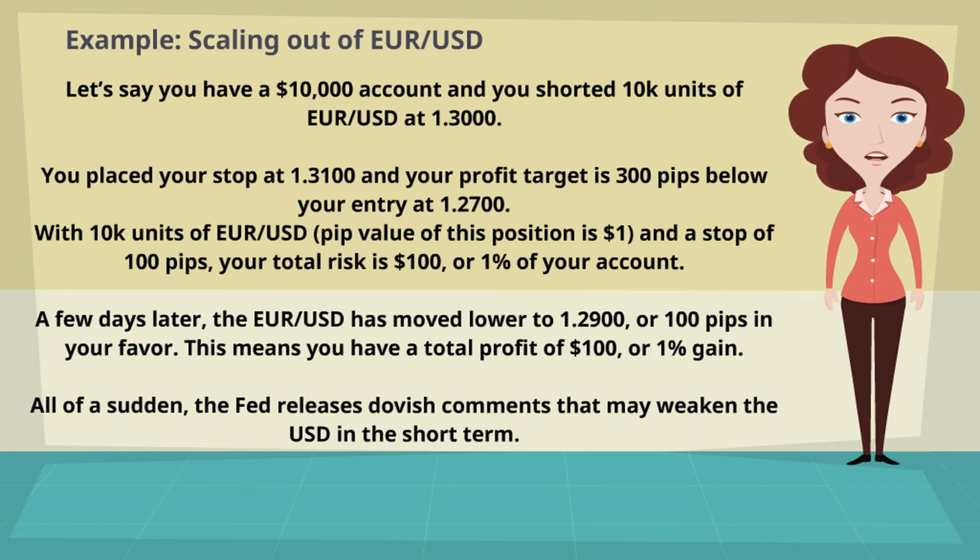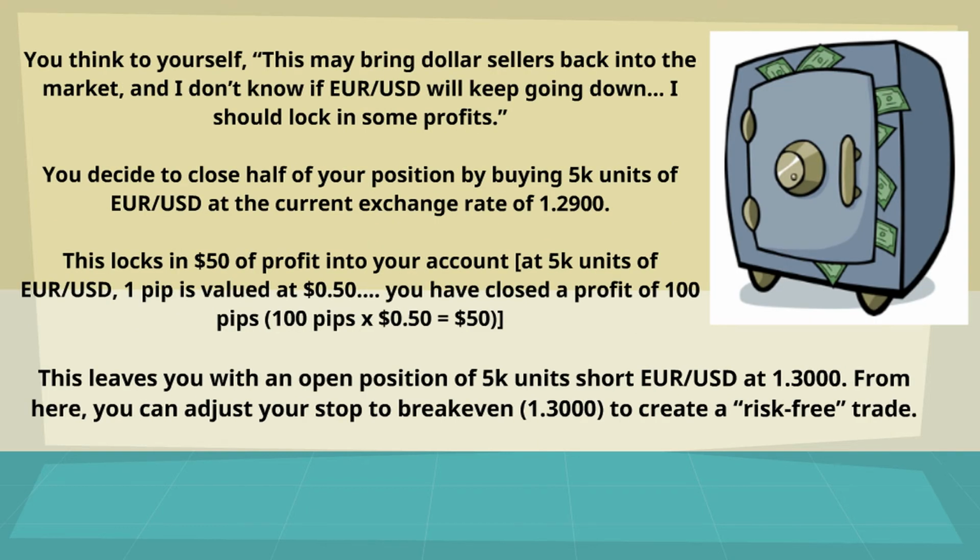A few days later, the euro to US dollar has moved lower to 1.2900, or 100 pips in your favor. This means you have a total profit of $100, or 1% gain. All of a sudden, the Fed releases dovish comments that may weaken the USD in the short term. You think to yourself, this may bring dollar sellers back into the market, and I don't know if euro to US dollar will keep going down. I should lock in some profits.